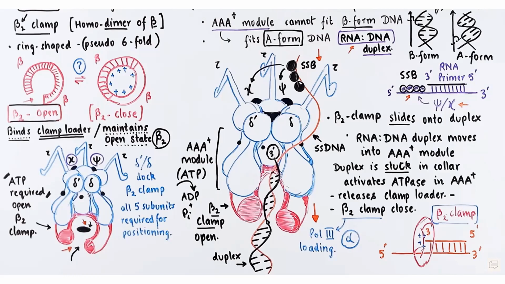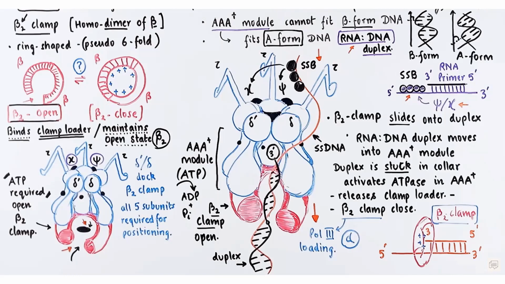Anyway, the internal edges of the ring have a net positive charge. This is just like the helicase, and it helps the ring contact the negatively charged DNA. The predominant view is that the open complex binds the clamp loader. A more interesting way to think about this is that the clamp loader helps maintain the open structure. So how does this happen?